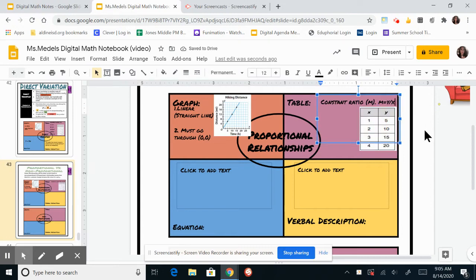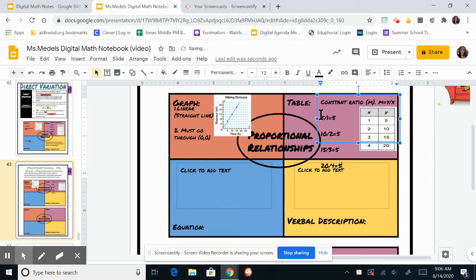Okay, so let's look at it. The way I would do this, I'm going to do y divided by x. So I'm going to take this 5 and divide by x. So 5 divided by 1 equals 5. 10 divided by 2 also equals 5. If I were to do 15 divided by 3, guess what? Also equals 5. And then my last one, if I were to do 20 divided by 4, that will also equal 5.